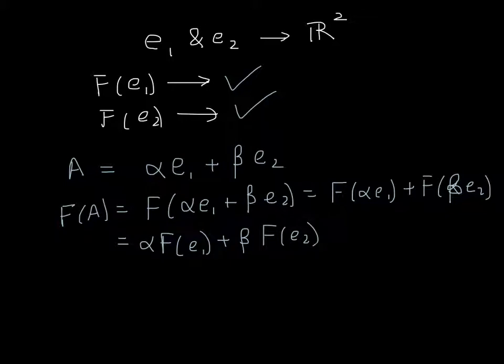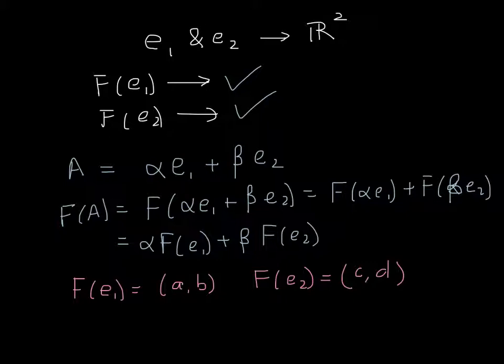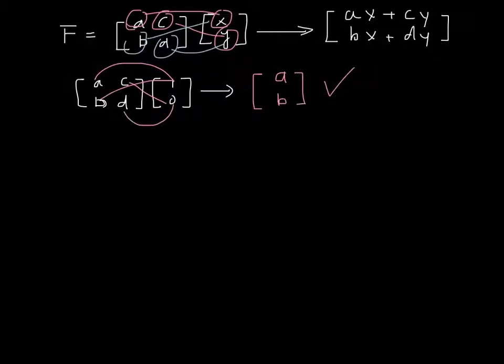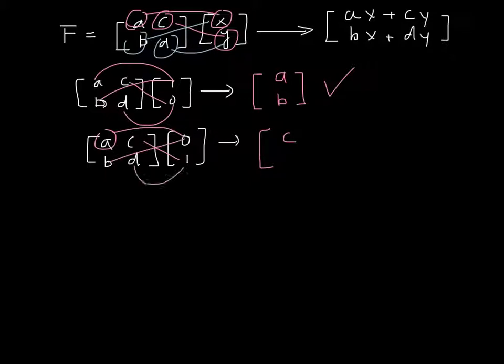So I need to understand what f of E1 and f of E2 are, and we are going to make an assumption. f of E1 we are going to say is equal to some vector (a, b), and f of E2 is yet another vector (c, d). Take the matrix with entries a, b, c, d and apply it to E1, which is (1, 0). What do you get? Well, a times 1 but c times 0 will give you 0, so you get a, and b times 1 but d times 0 gives you 0, so you get b. It checks out. And then similarly, if you take a, b, c, d and multiply it by (0, 1), you will get a times 0 but c times 1 gives you c, b times 0 but d times 1 gives you d, which checks out.